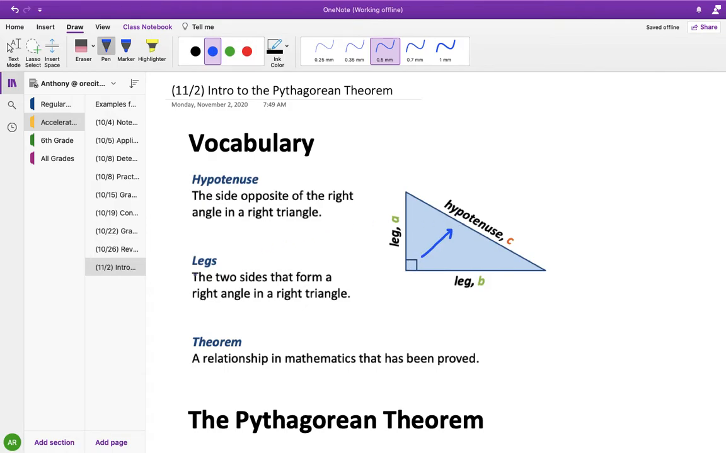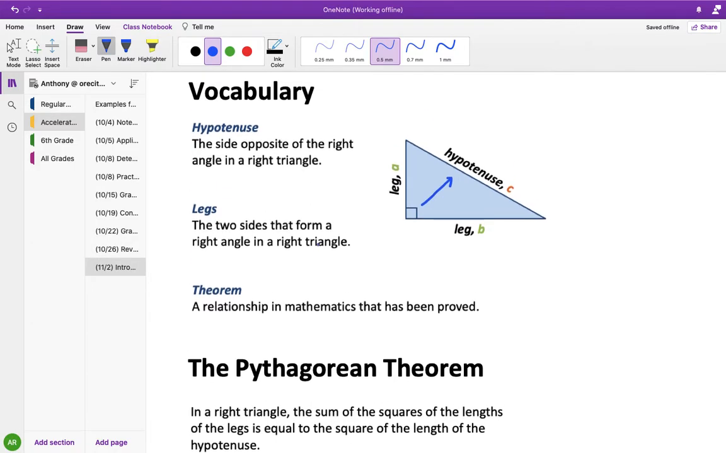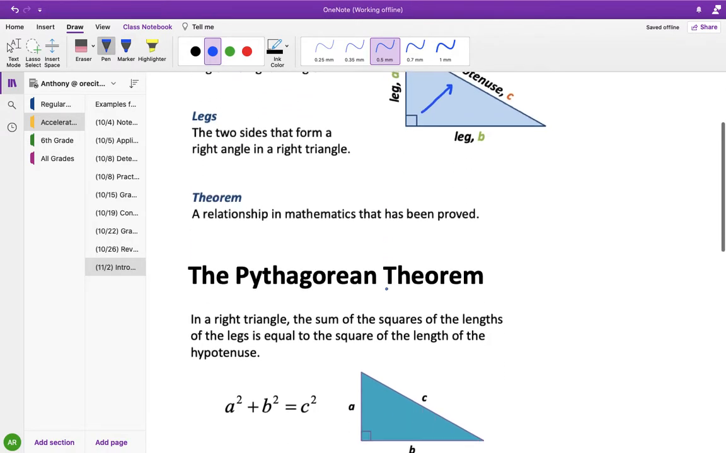The legs are the two sides that form a right angle in a right triangle, so basically they're the two sides of a right triangle that connect to make the right angle. So in this case, they're on the left and the bottom side of the triangle. Finally, a theorem is just a relationship in mathematics that has been proved. As you're going through this video, please feel free to pause whenever you need to write down your notes and then keep going when you're done writing. I'm just going to keep going now.